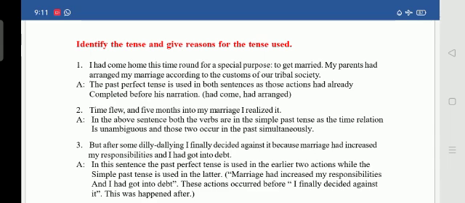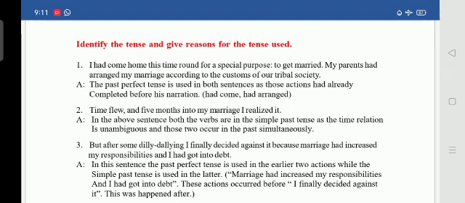So see here: identify the tense and give reasons for the tense used. They have given almost 15 sentences for us. So they are asking us to identify the tense and the reason for the tense used. I have already written it for you. You listen carefully and write neatly in your notes.